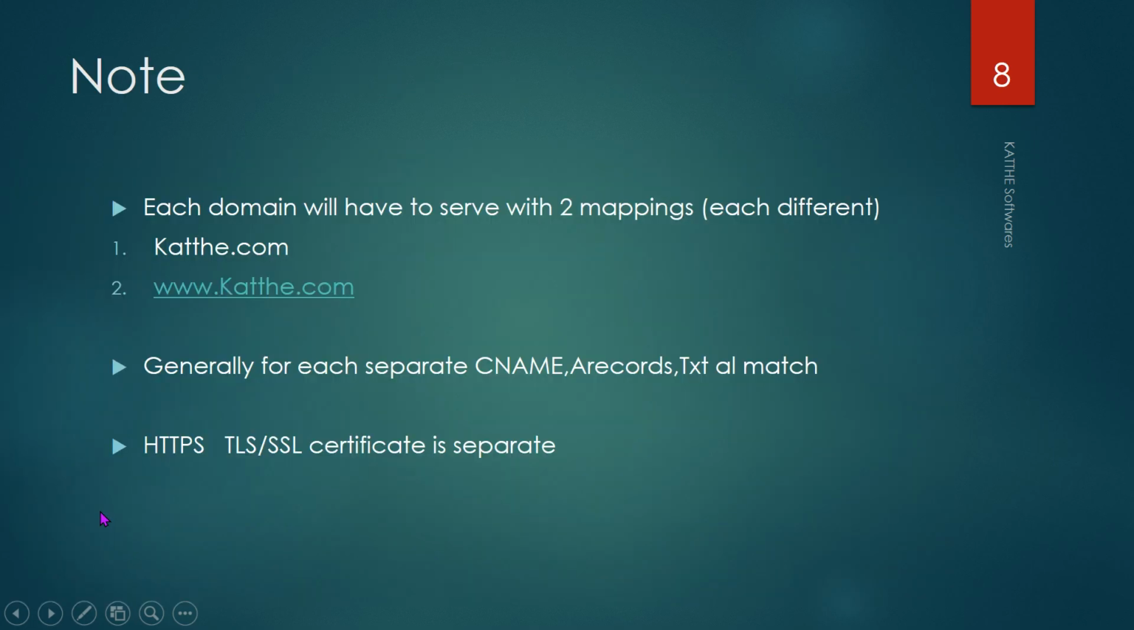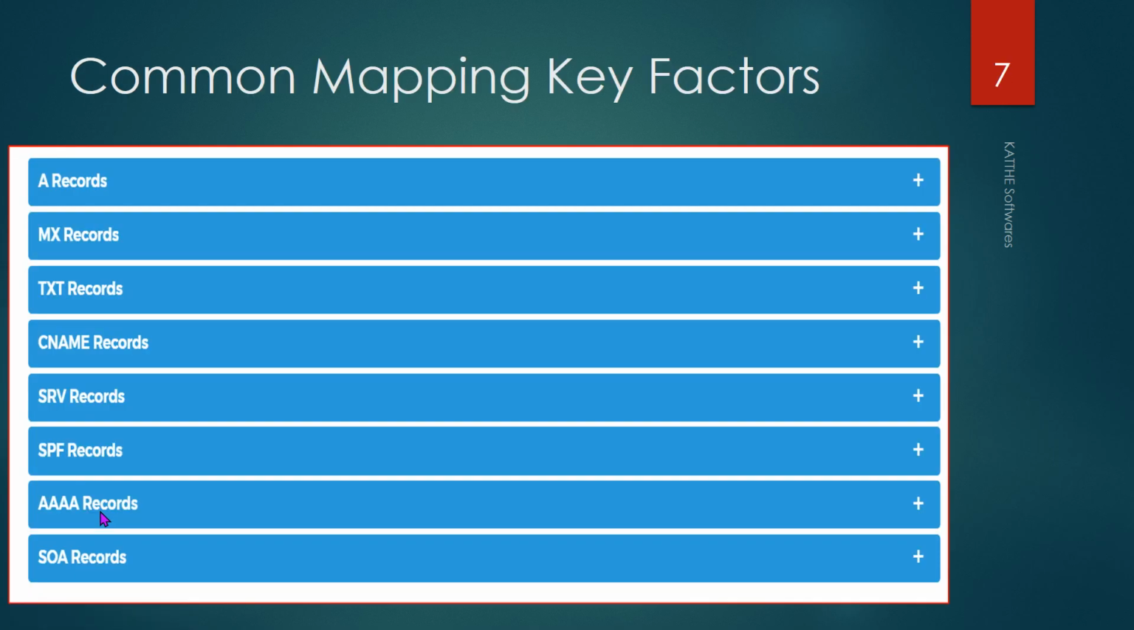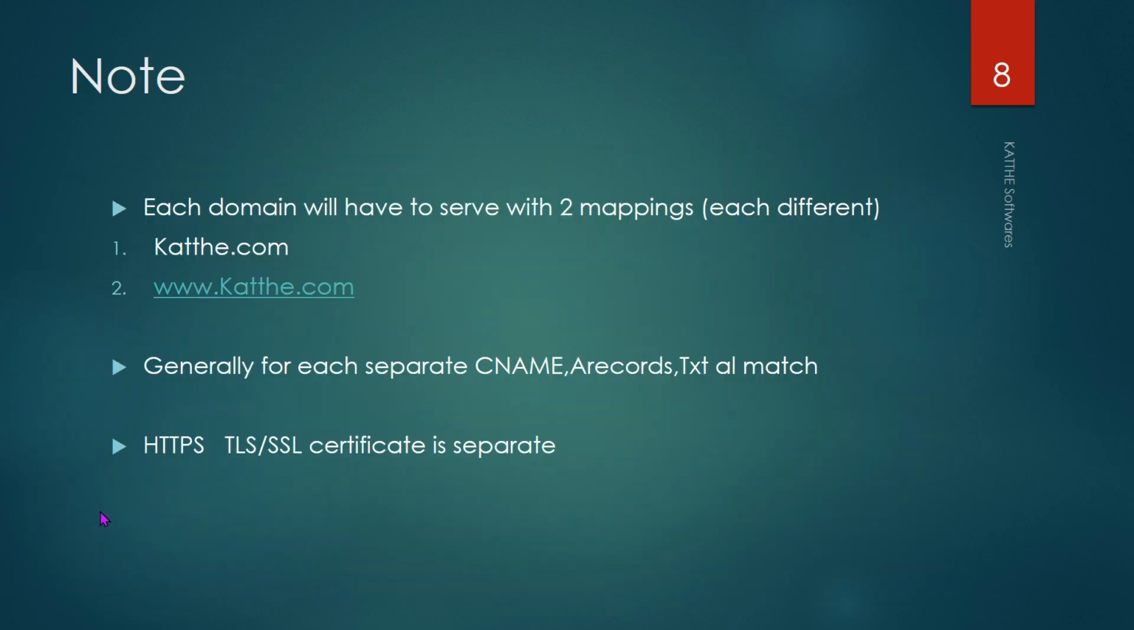Okay. Before going to the practical itself, quickly: each domain will have two domains. For example, katte.com is one domain, and www.katte.com is another. Both serve a different purpose. You can make it work in a different way, but you have to map them separately. As I was saying, generally for each you will have CNAME, A records, and TXT records, all those things.